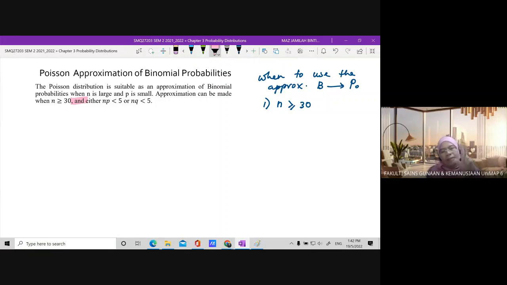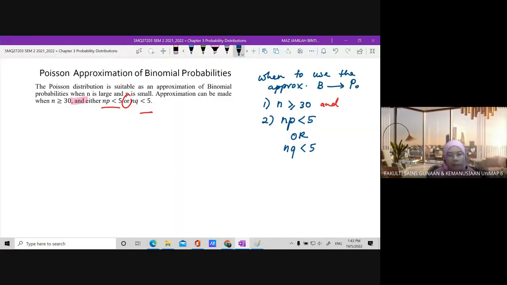The first one, n greater than or equal to 30. The second one, either of these. Either this one or this one. The word is or. So the first is n greater than or equal to 30 and the second one is np less than 5, or either one. If np is less than 5, clear, then go ahead, you can do the approximation. If let's say np is not fulfilled, check for nq. If nq is less than 5, then you can still use the approximation concept. So it's either one, either of the 2 conditions.